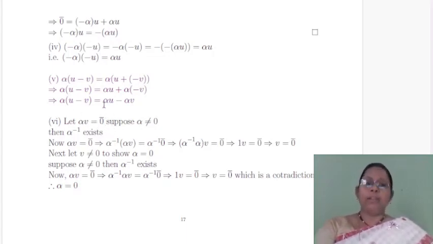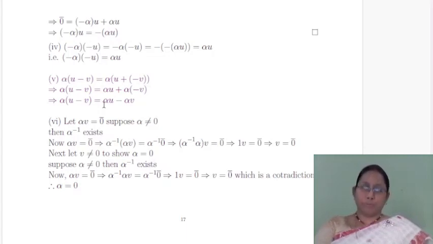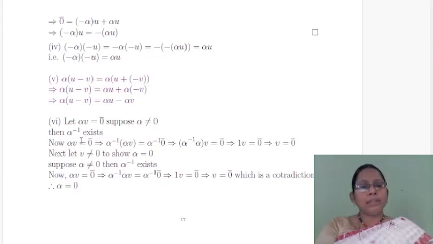Sixth property: let alpha v be equal to the 0 vector, then either alpha is equal to 0 or v is equal to the 0 vector. We are going to prove this one. First of all, suppose alpha is not equal to 0, then alpha inverse exists. Now alpha v equal to the 0 vector implies this. That means we are pre-multiplying this equation by alpha inverse. I will get this one.